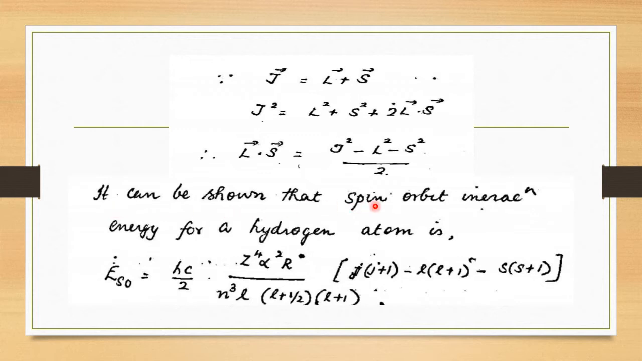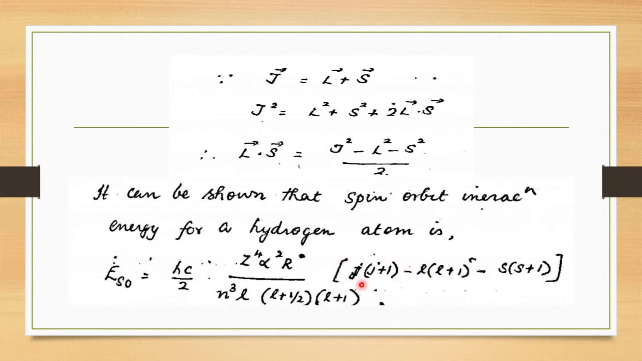So it can be shown that the spin orbit interaction energy for a hydrogen atom is given by, when you substitute these into the equation, E_SO is equal to hc by 2 Z raised to 4 alpha square R by n cube L into L plus half into L plus 1, into J into J plus 1 minus L into L plus 1 minus S into S plus 1.